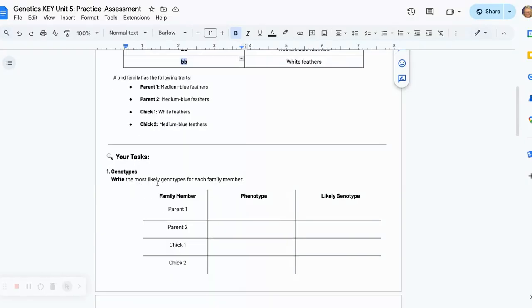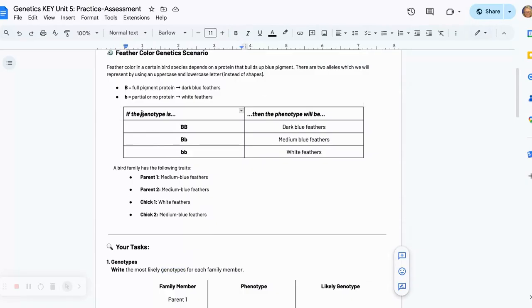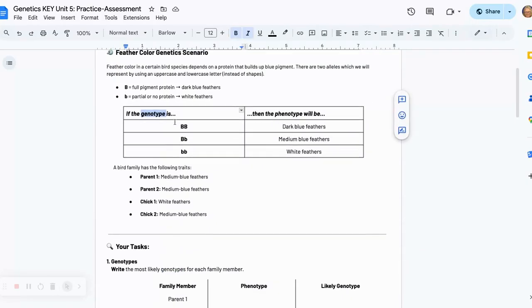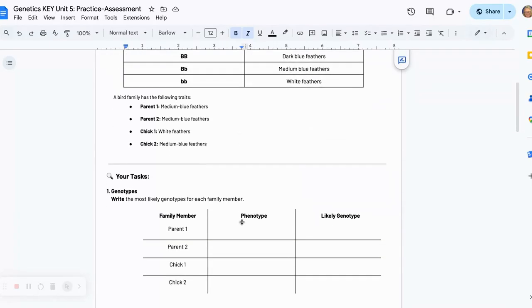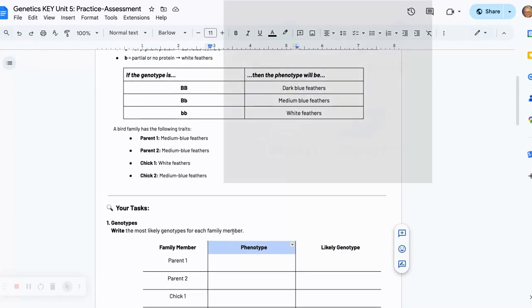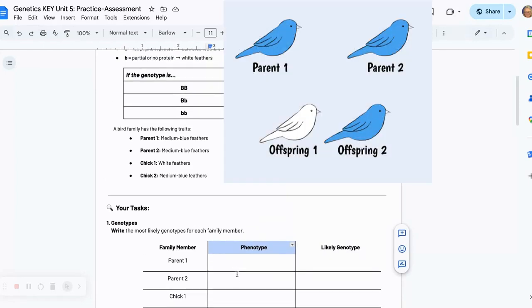Okay, so now our tasks. We're going to write the most likely genotypes for each family member. So remember that genotypes are both of the alleles. In this case, we're going to represent those alleles by letters. The phenotype is what the offspring or the organism will look like.